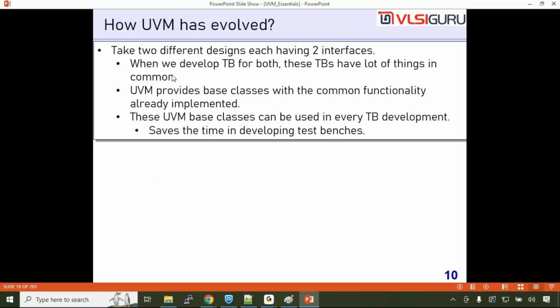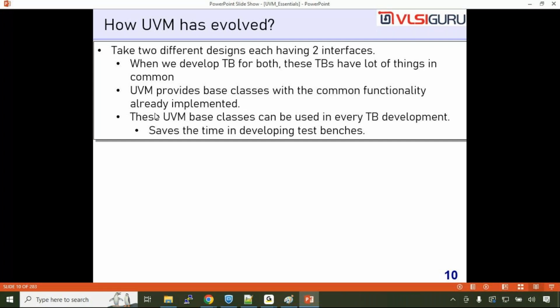Just to understand how UVM has evolved, consider two different designs, each having two interfaces. When we develop the test bench for both, these test benches have a lot of things in common. Where you develop generator, BFM, monitor, coverage, everything is similar. Only the protocol related and design related things will differ. The skeletal structure remains. So what UVM does is it provides base classes with common functionality already implemented.